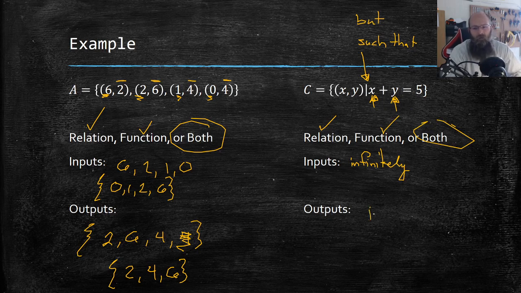Now my outputs, still infinitely many. I could have a whole bunch of y values because I could have a whole bunch of x values, and those are all going to relate to each other. Let's go check out our next example.